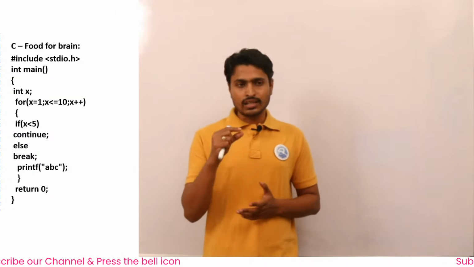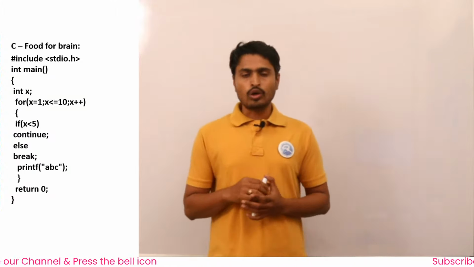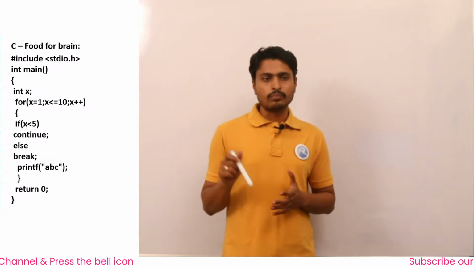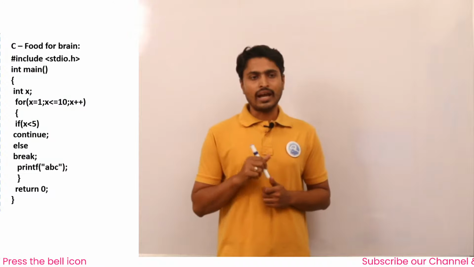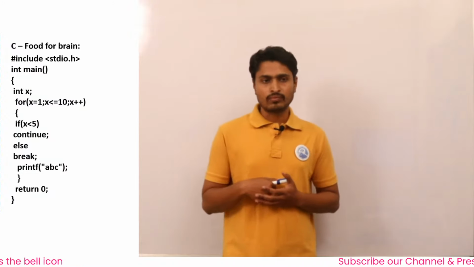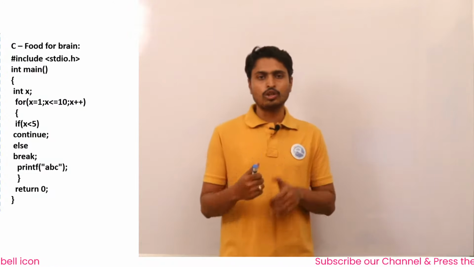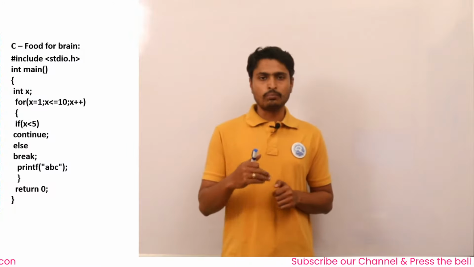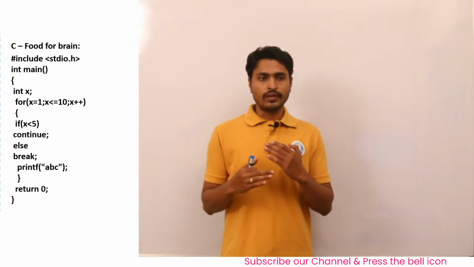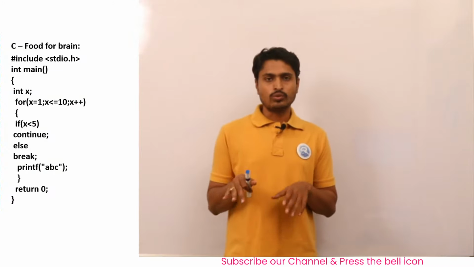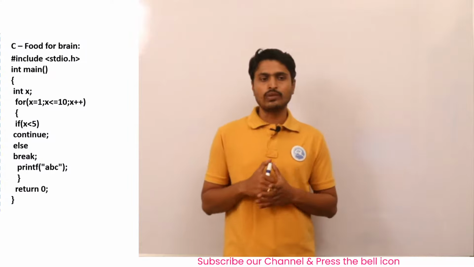After that, the continue statement is used. So what will happen because of this continue statement? Because of this continue statement, the control will go to the for loop again and x will be incremented by 1. The rest of the part will not execute. So x will become 2, 3, 4 up to 5. At 5, x is equal to 5, so the condition x less than 5 will not be true.